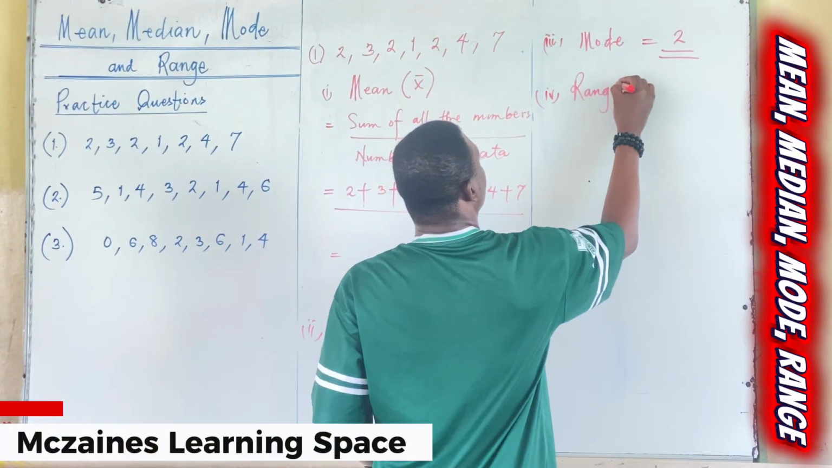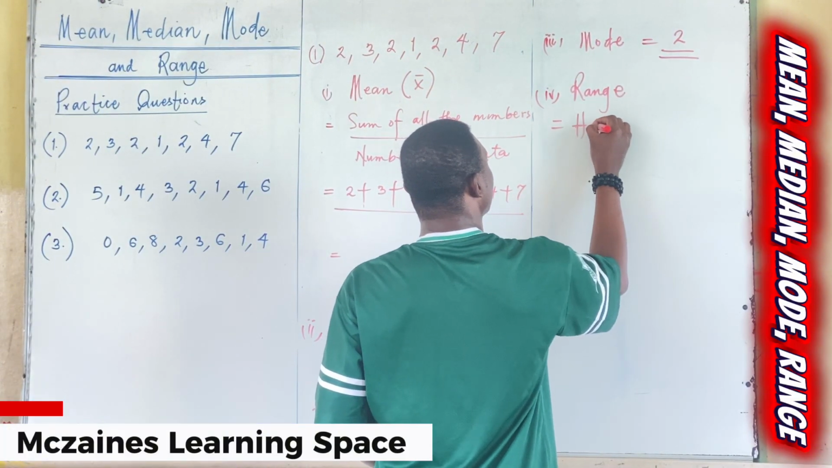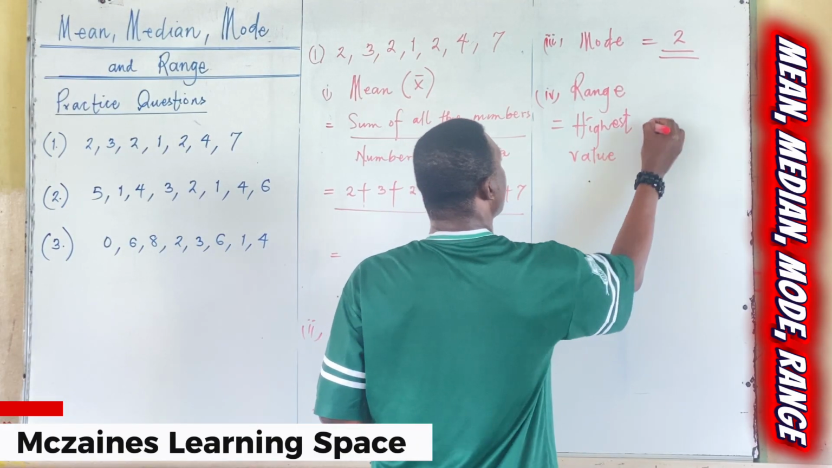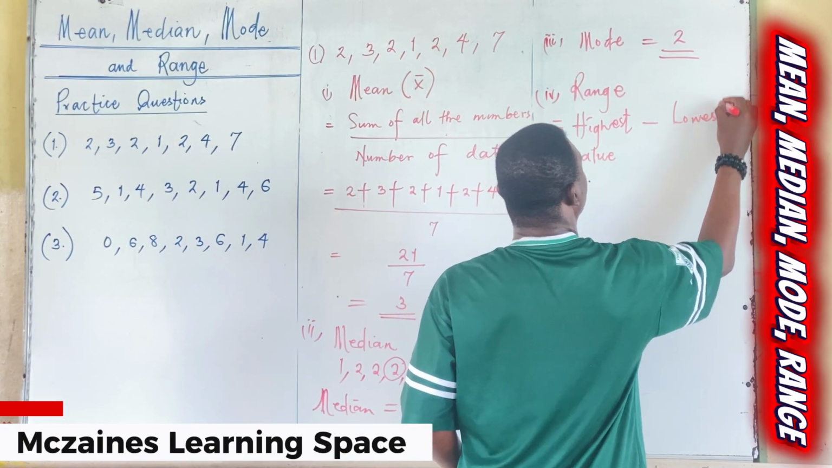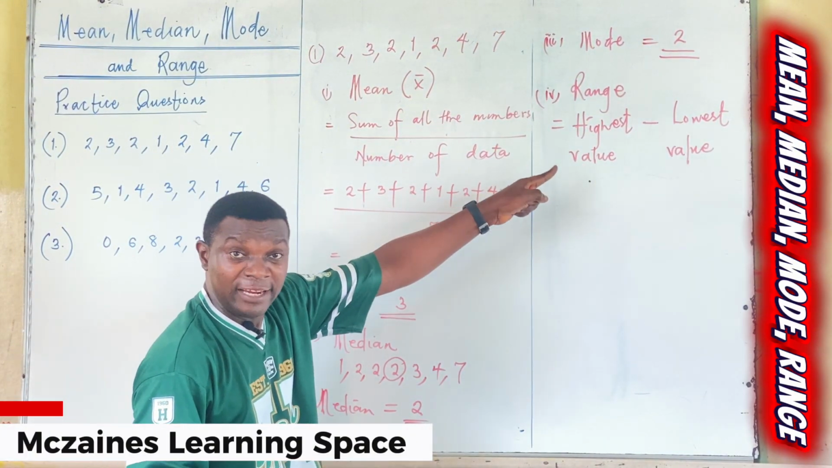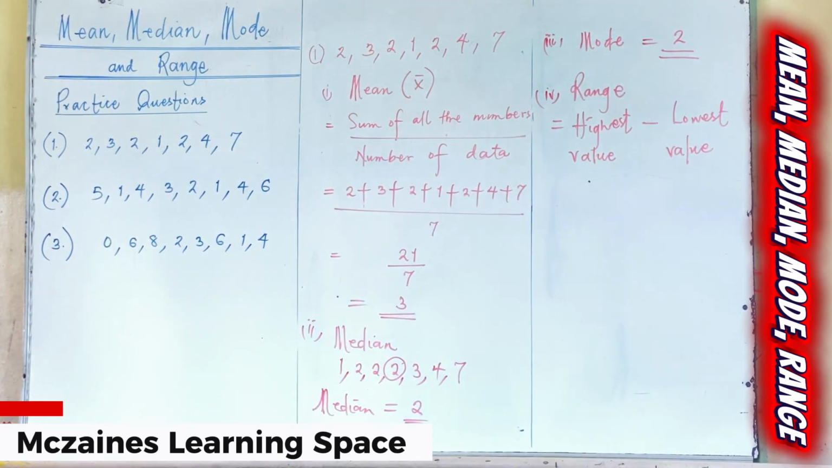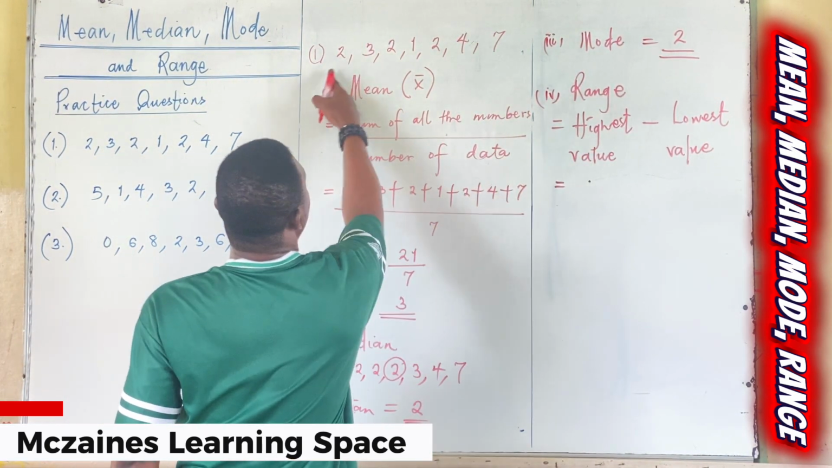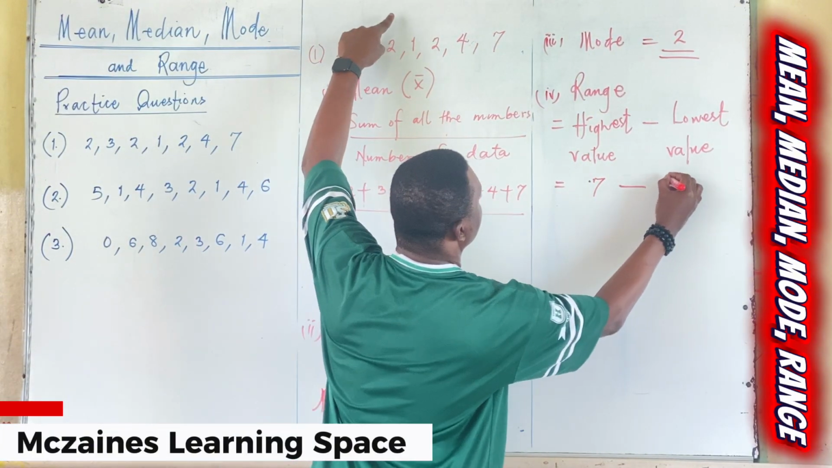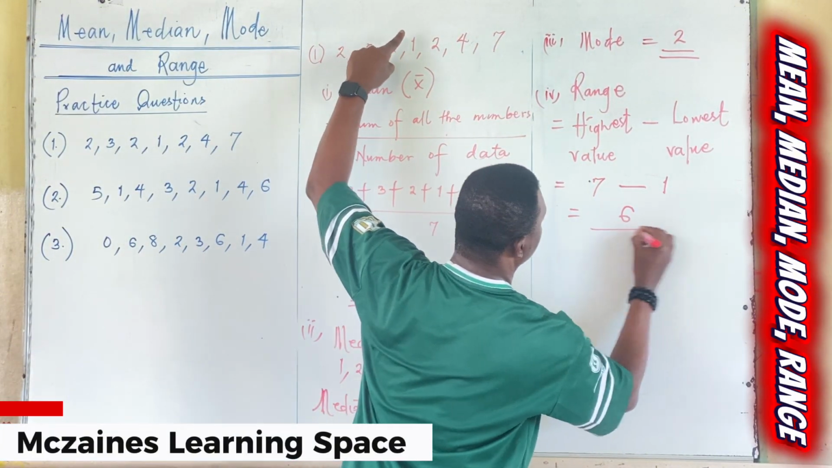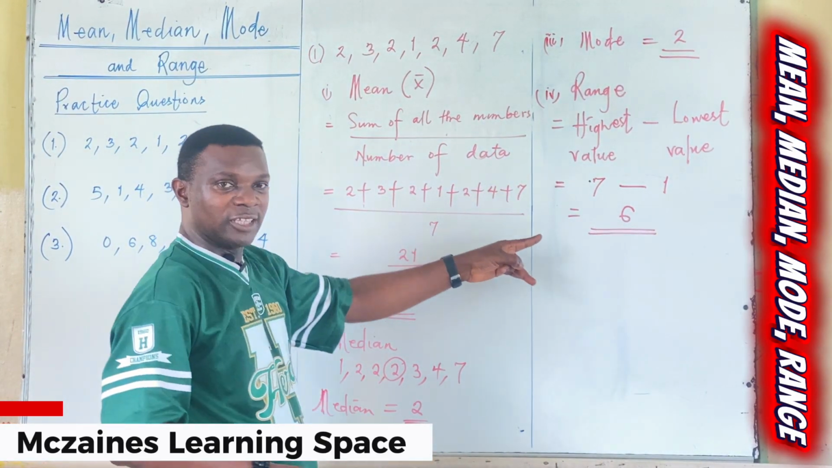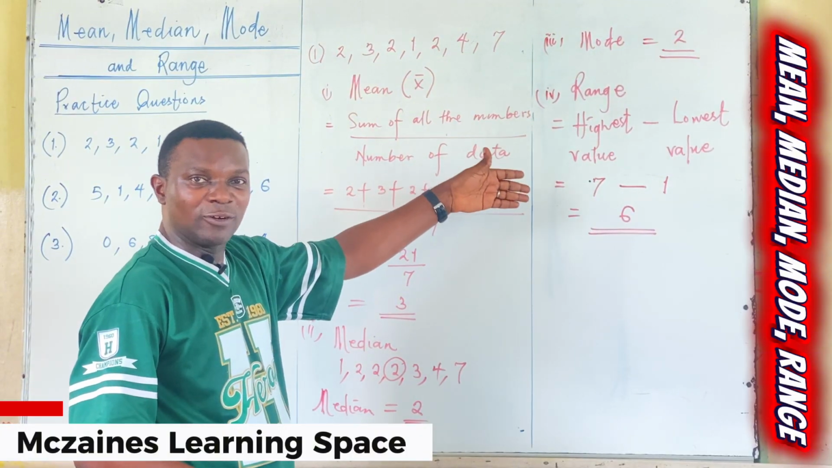What is range? Range is highest value minus lowest value. So please take note. Whenever you are asked to find range, it means highest value minus lowest value. So from here, what is the highest value? 7 minus, what's the lowest value? 1. So the answer here is what? 6. As simple as that. So that is the range. Highest value minus lowest value.